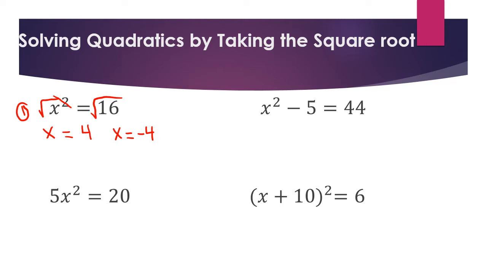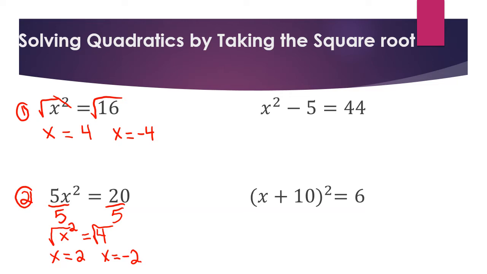Now let's take a look at the second example where we have 5x squared equals 20. In this example, before I get rid of the square, I need to get rid of 5 first. 5 is multiplied by x squared. That means I need to divide both sides of the equation by 5, which makes me end up with x squared equals 4. Now I can take the square root of both sides to get rid of the square. And I'm going to end up with x equals 2 because 2 times 2 is 4. And I'm also going to end up with x equals negative 2 because negative 2 times negative 2 is 4 as well.